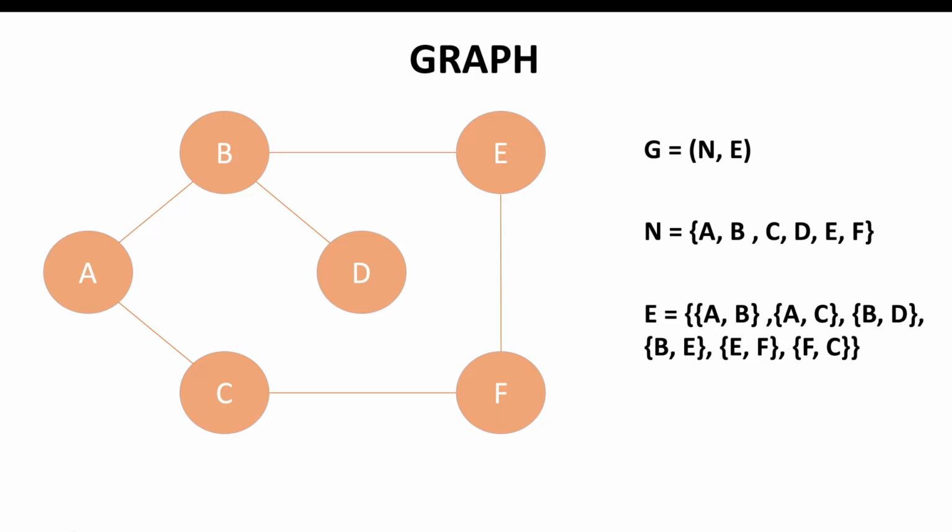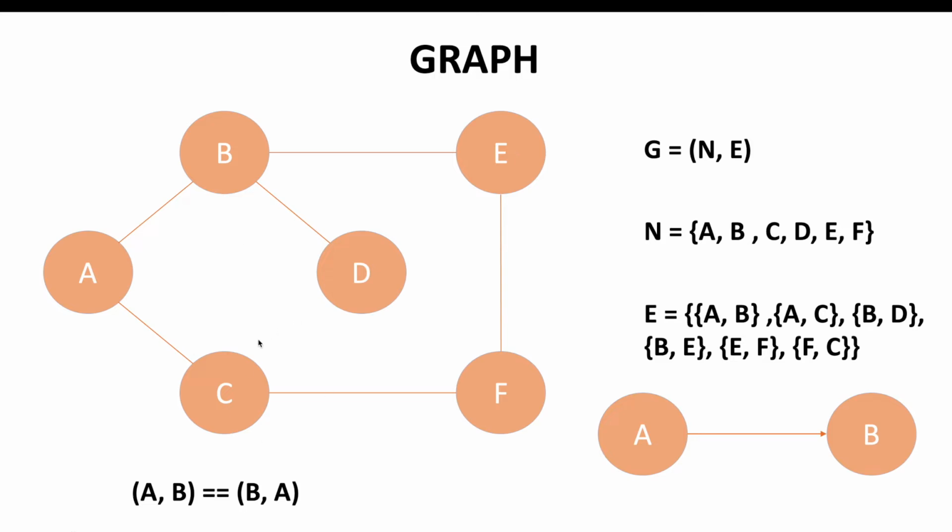There are two types of graph. One is directed graph and one is undirected graph. So this is a directed graph and this is an undirected graph. The difference is, in an undirected graph, A to B is equal to B to A as well. So A to B is the same as B to A. But in a directed graph, A to B is not equal to B to A. It means an edge can go from A to B, but it cannot go from B to A because we don't have any directed edge from B to A.